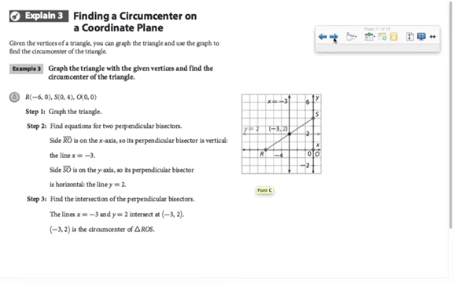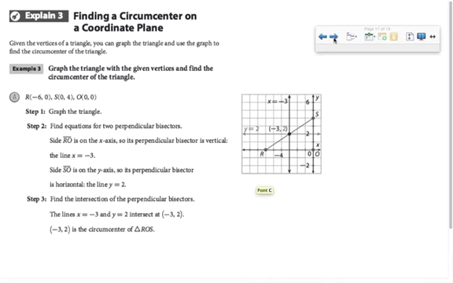Now we're bringing these triangles into the coordinate plane, and we're finding the circumcenter of the triangle. So again, make sure that you're aware of the vocabulary. The circumcenter is the intersection of the perpendicular bisectors. A perpendicular bisector passes through the midpoint of a side and is perpendicular to the side. So in part A, they gave me the coordinates of a triangle: negative 6, 0, 0, 4, and 0, 0.